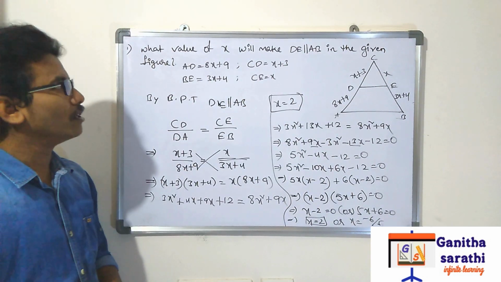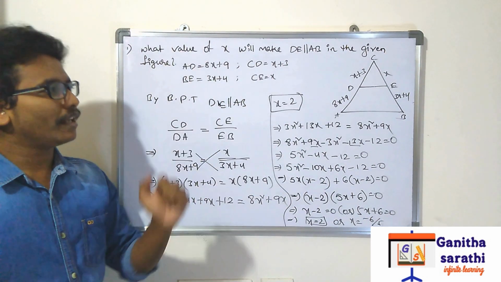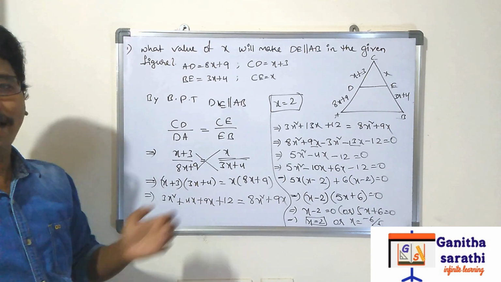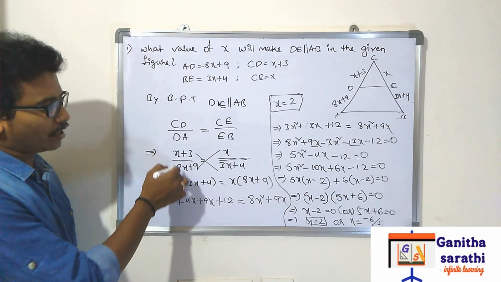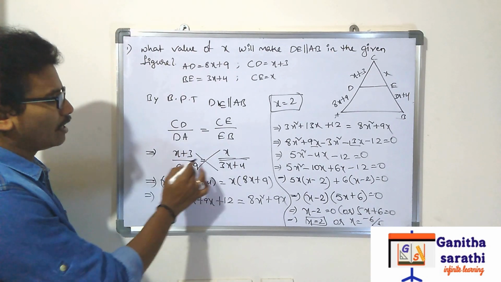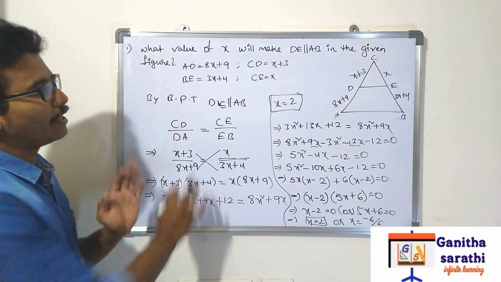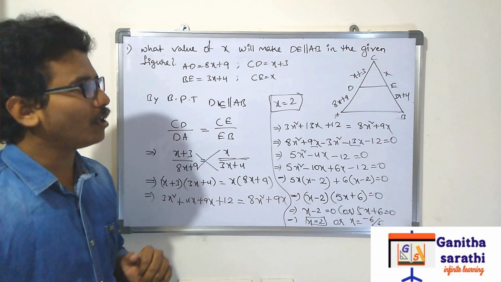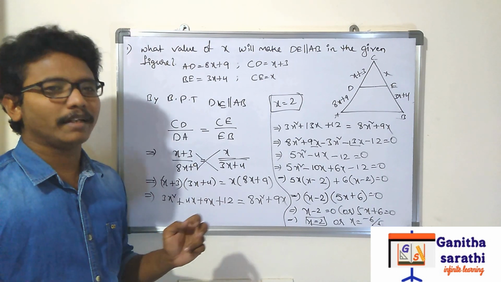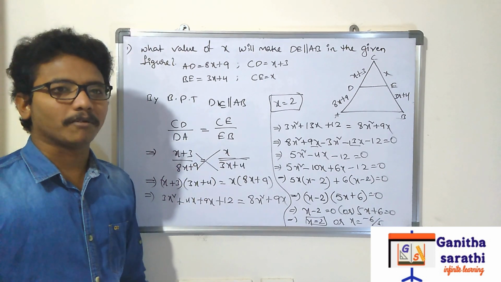Okay, understood all of you? So in this way you should find the values. If you have a doubt, you can substitute here and check that the two proportion sides will be equal. So this is according to what? Basic proportionality theorem.